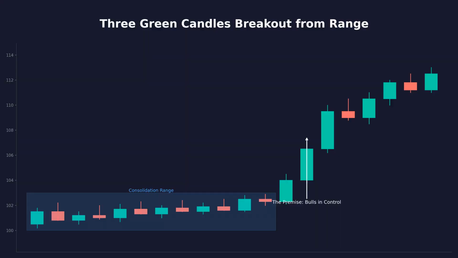Let's look at a specific chart example of a transition. Here, we see a strong breakout leg. Notice the 3 consecutive bull bars closing on their highs. This sets the premise: buy only.